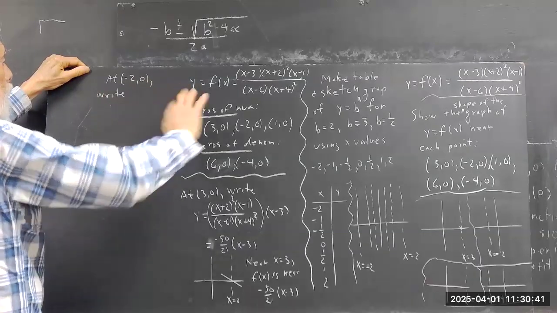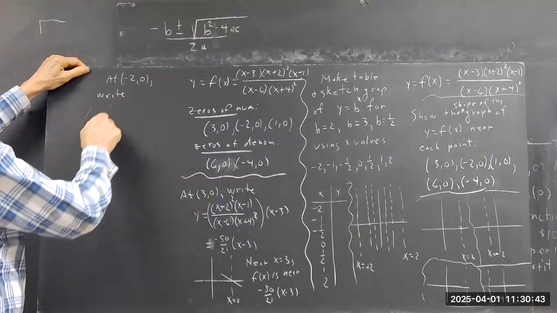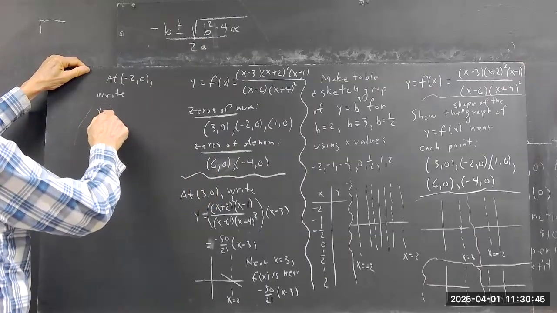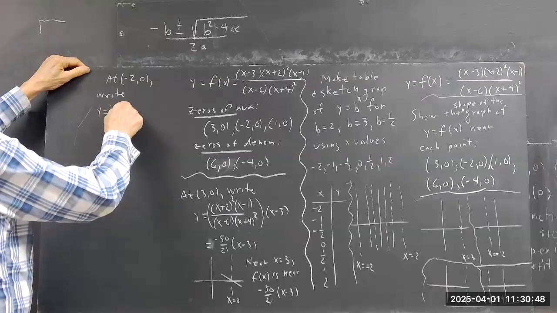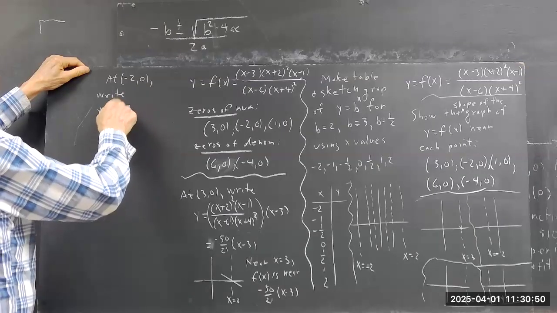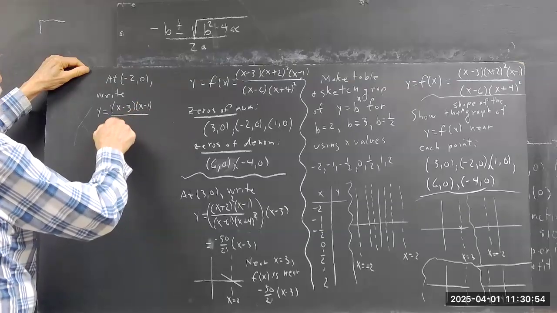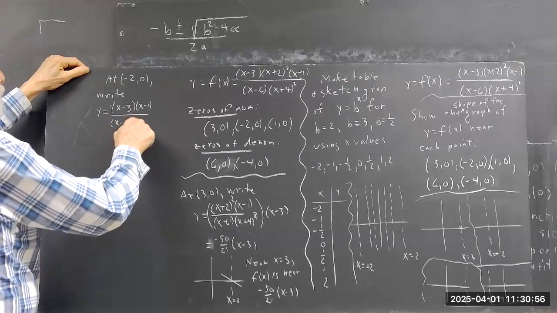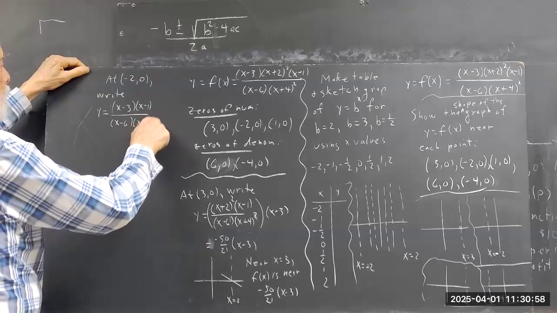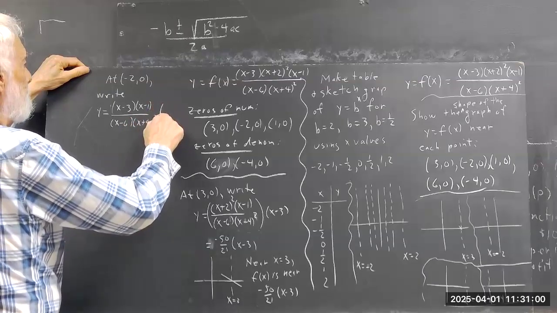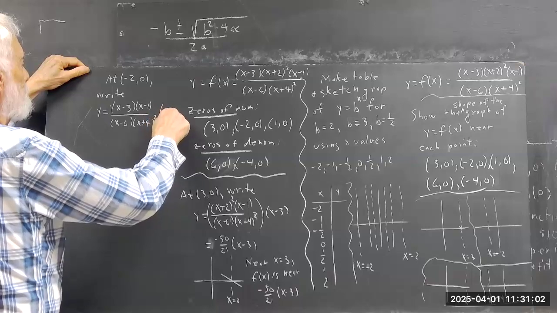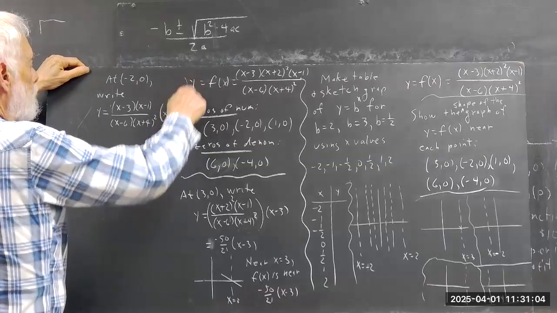At negative 2, 0, we can write this function as y equals x minus 3 times x minus 1 over x minus 6 times x plus 4 squared times x plus 2 squared.